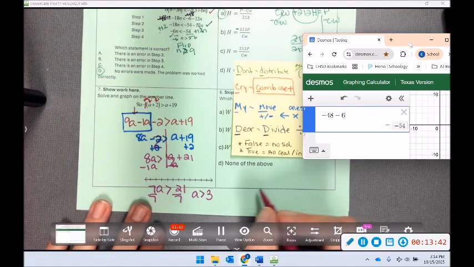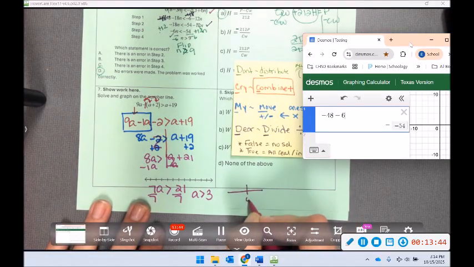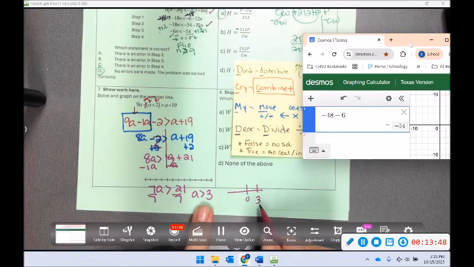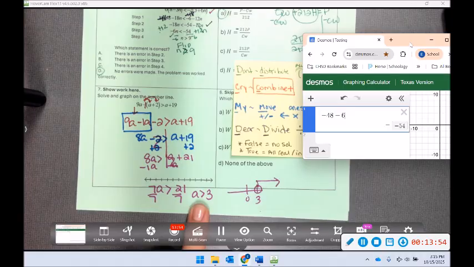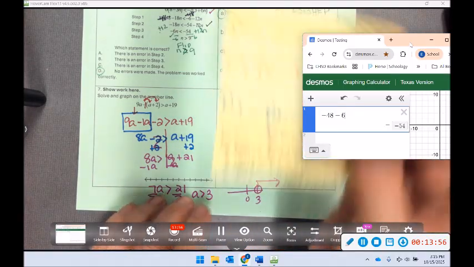Okay, they also wanted me to graph it. So I need to put 0 on my number line and my boundary point 3. There's no line underneath, so open circle, and I'm going to do an arrow to the right. Okay, last one on the front.